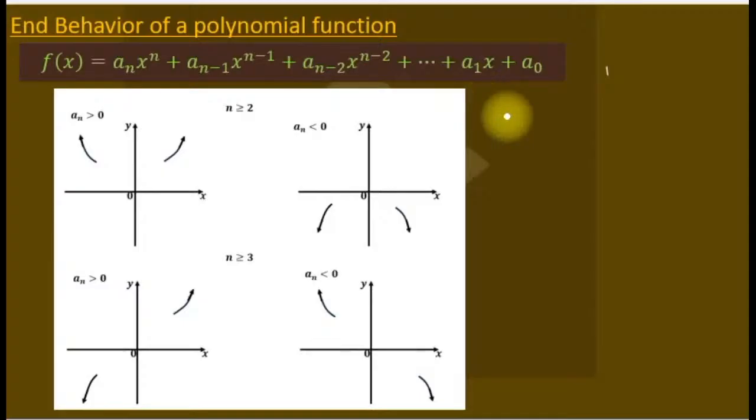The end behavior focuses more on the highest power, that's the highest power n, and its coefficient. This determines how the graph will look, especially the end parts. So for the first one, we have that when n is greater than or equal to 2, as you can see, the end, let me change the color.